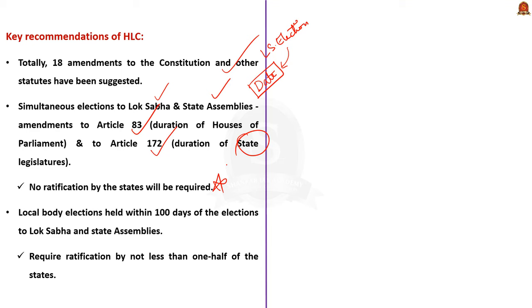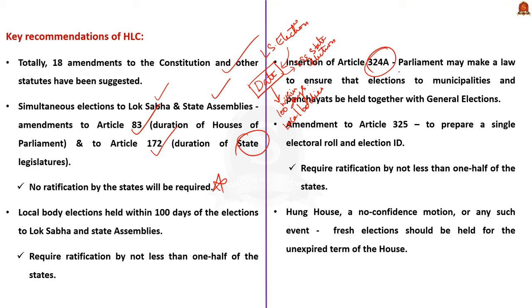In the second step, election to municipalities and the panchayats will be synchronized with elections to Lok Sabha and state assemblies. This will be done in such a way that local body elections are held within 100 days of the elections to Lok Sabha and state assemblies. This will require ratification by not less than 1/2 of the states. Secondly, the committee recommended insertion of Article 324A. It states that Parliament may make a law to ensure that elections to municipalities and panchayats be held together with general elections.